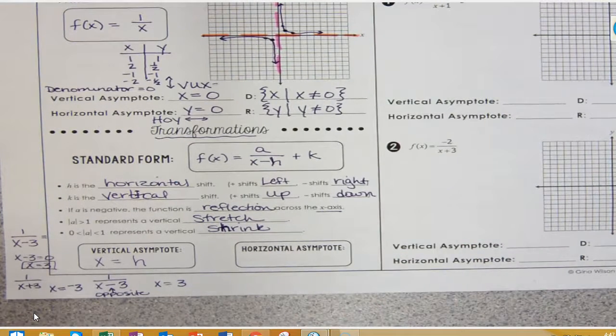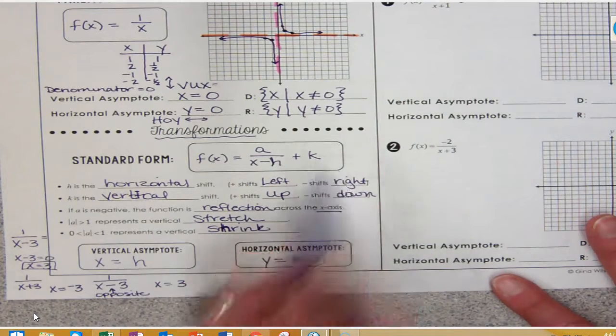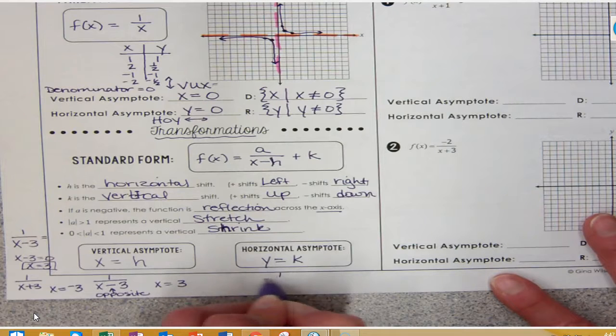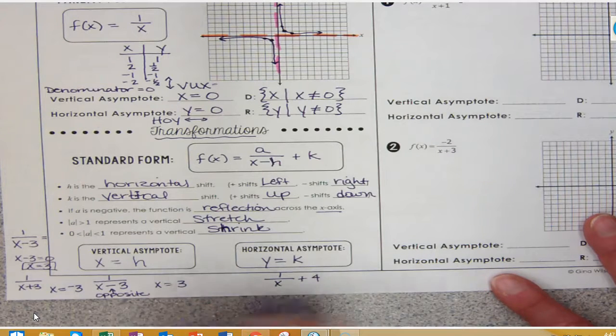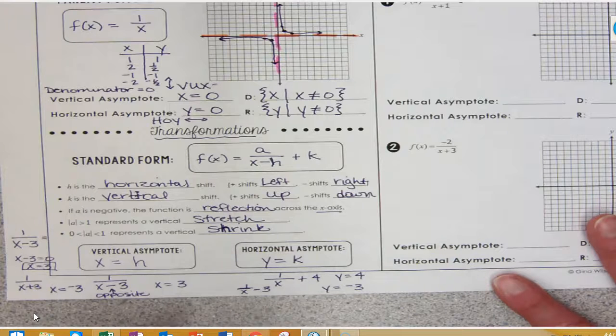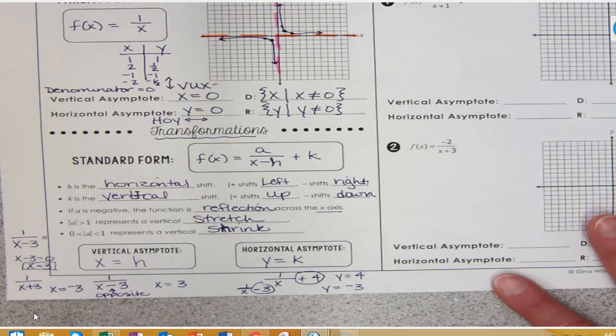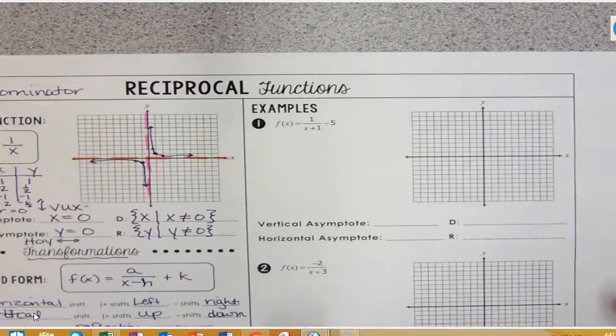Okay. The horizontal asymptote is going to be y equals k, which means whatever k is. So if I have 1 over x plus 4, it's going to be y equals 4. If I have 1 over x minus 3, it's going to be y equals negative 3. So this is not opposite. This is the same. Whatever the sign is in front of that k is going to be what goes into that equation. All right.